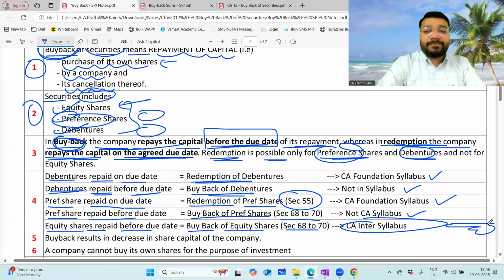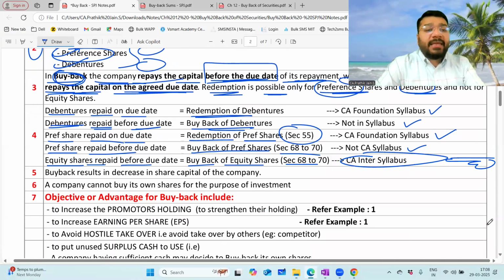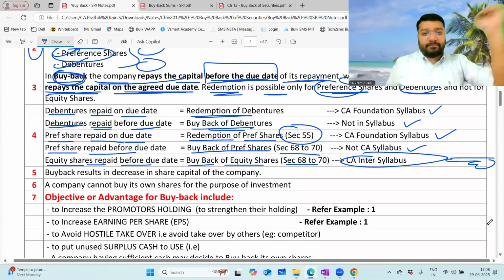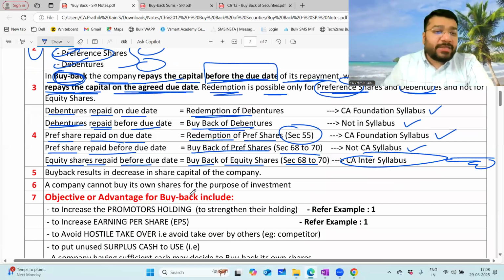Any problem so far? Online people, any problem so far? No, sir. Chalo, let's go to the fifth point.